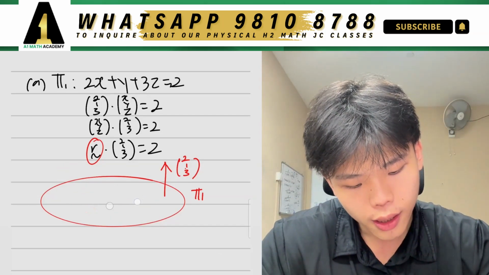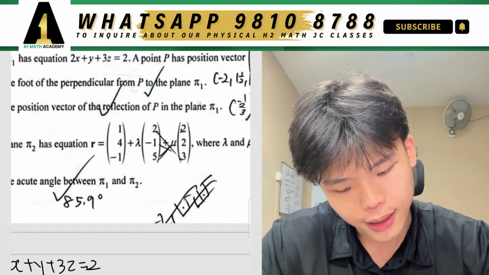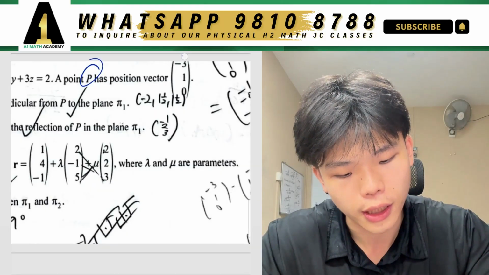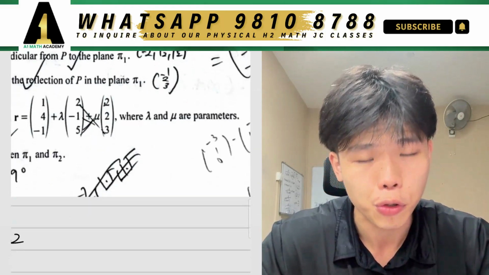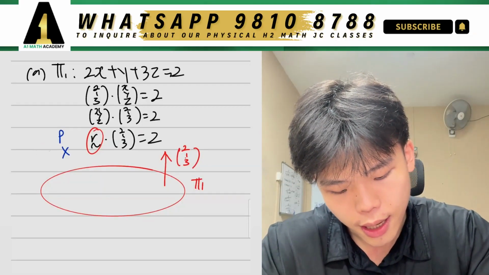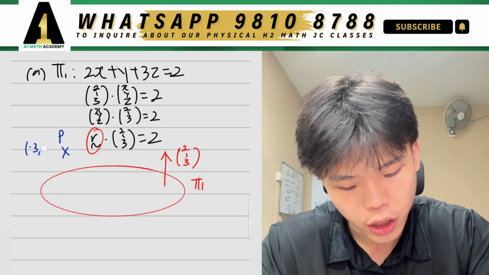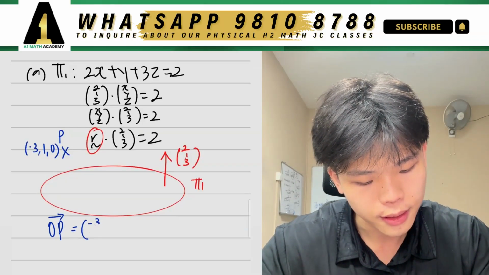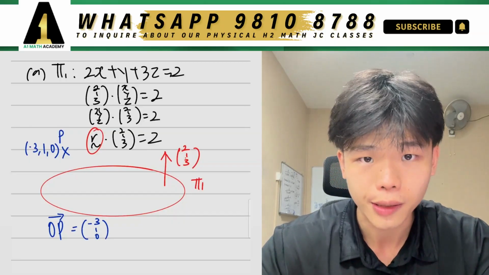So now, I have an additional point which is P, and this P does not lie on the plane, right? I know that this part is a little bit cut off, but here is (-3, 1, 0). So you can imagine that I have a point P over here. This is P, and the coordinates of P is (-3, 1, 0). So over here we can infer that OP is (-3, 1, 0), right?